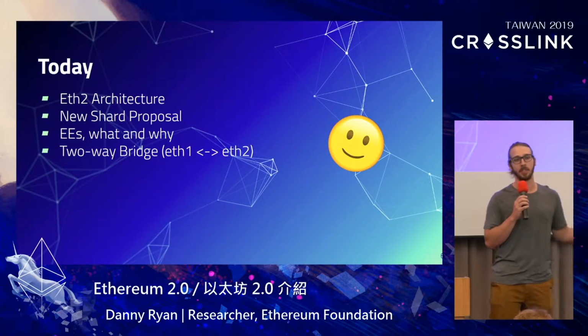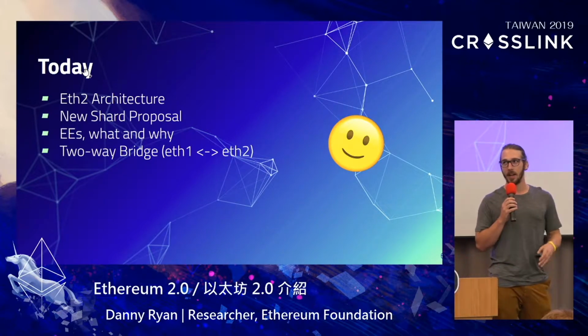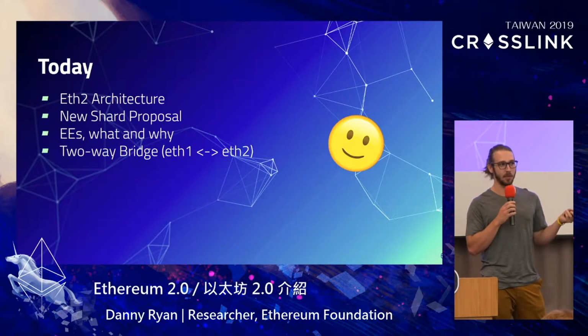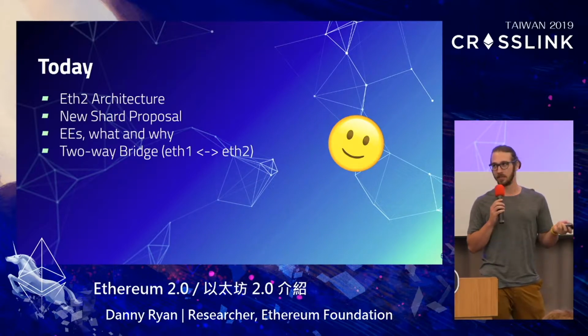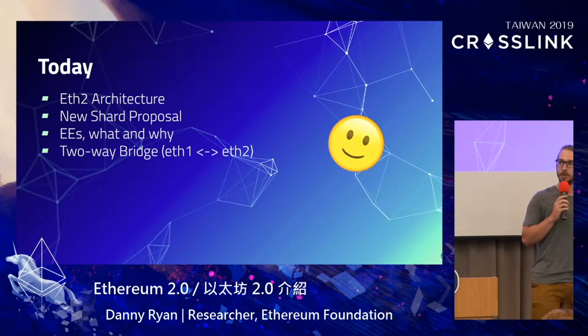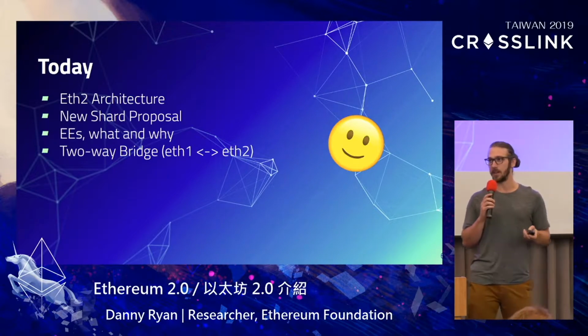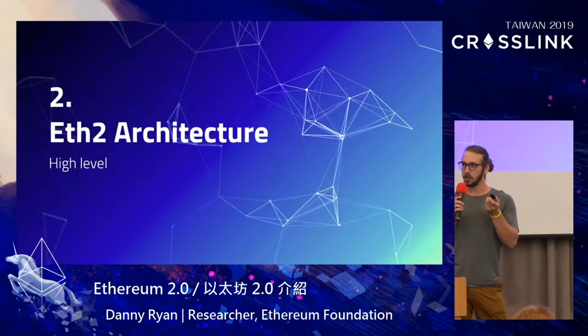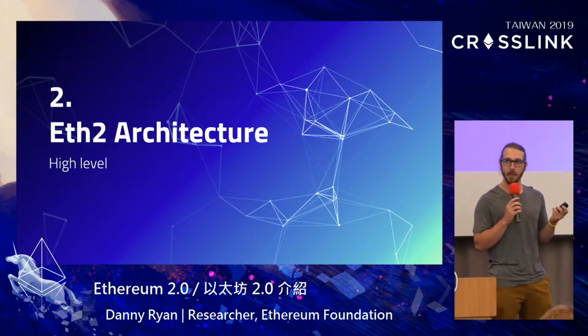So today, I'm going to talk to you about the general Ethereum 2 architecture, just get everyone grounded in that. This new shard proposal, which we're actively working on, which has some really nice benefits. Execution environments, or EEs, what they are and why they may or may not be a good thing. And a two-way bridge between Ethereum 1 and Ethereum 2 during the development of Ethereum 2. Technically how we might do it, and also just the various trade-offs about when and why and how we may do it. So, as I said, we'll start with just a general look at the Ethereum 2 architecture.